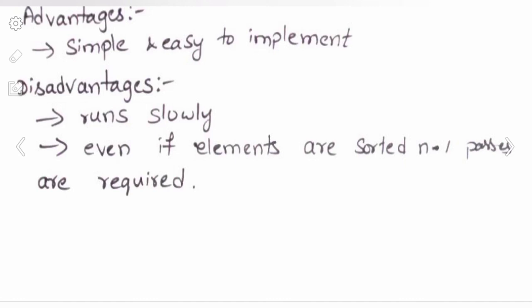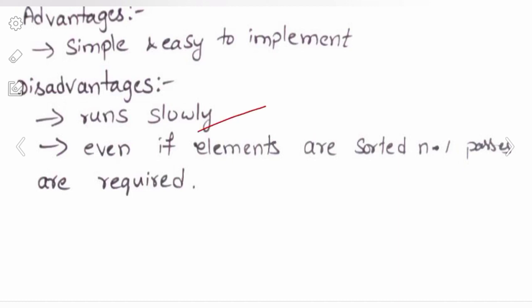So what are the advantages and drawbacks of the bubble sort? It is simple and easy to implement. It is a basic sorting technique and it is very simple and easy to implement. And there are some drawbacks for the bubble sort. It runs slowly if you have a large amount of data, right? If you have a large array of elements, suppose 100, 200 like that, it will take a lot of time to compare the adjacent elements. If there are 100 elements, we have to perform a large number of comparisons and swappings.